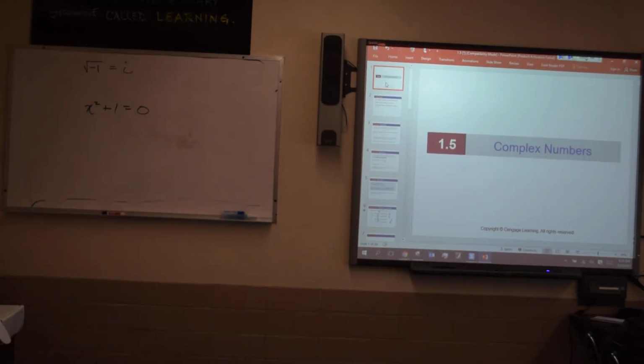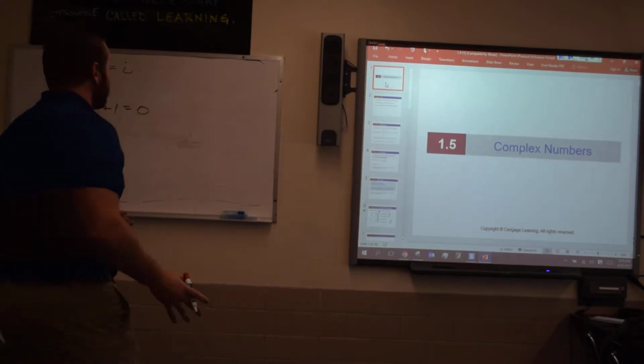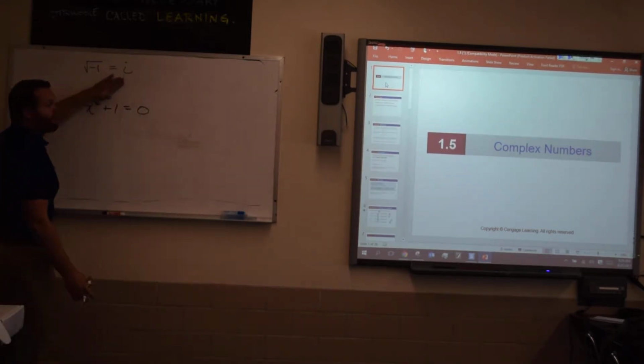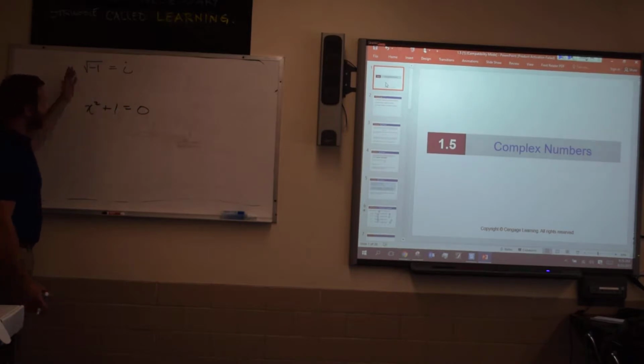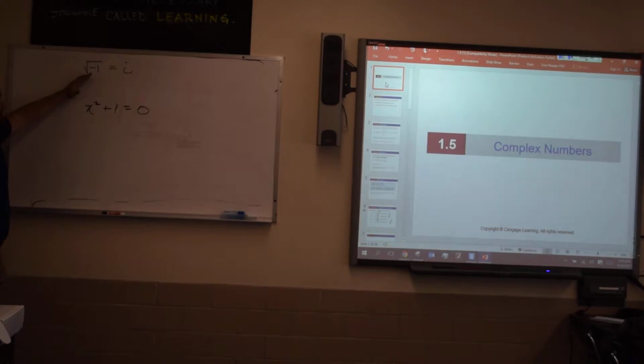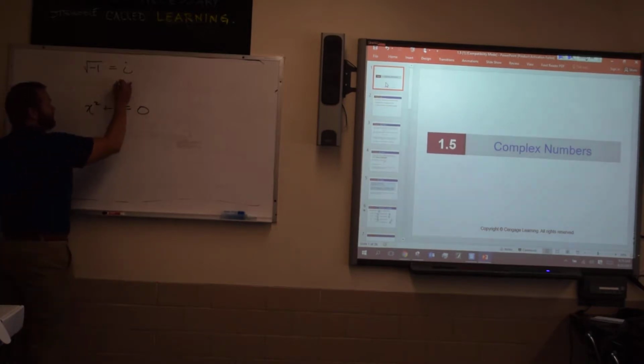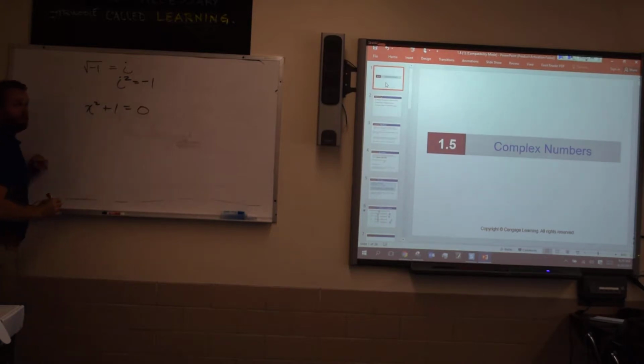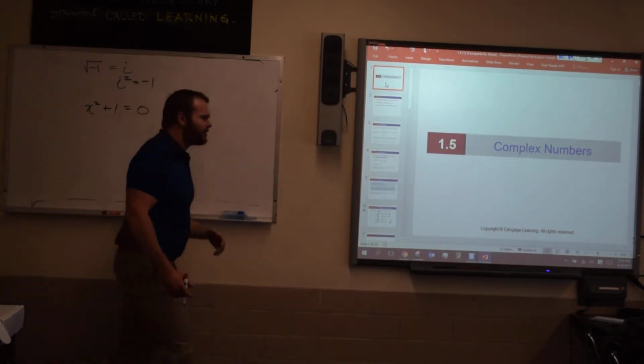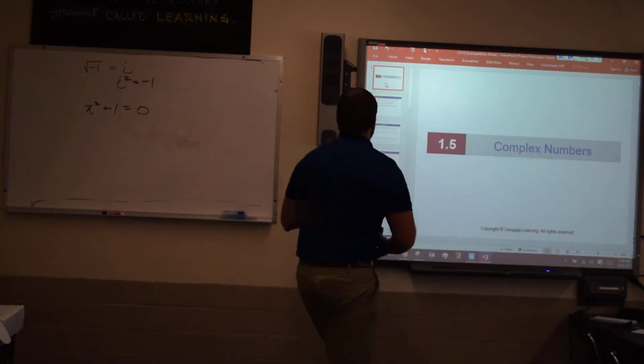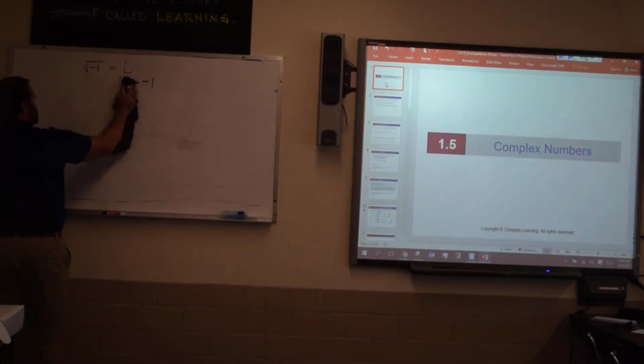So we developed or invented this concept, this number, i. And that allows us now, because now if I take that, you guys know that i squared is equal to -1, correct? Well, if x is i, x squared would be -1. -1 plus 1 is 0, right? And now we solve that problem. So, this is a very useful idea.